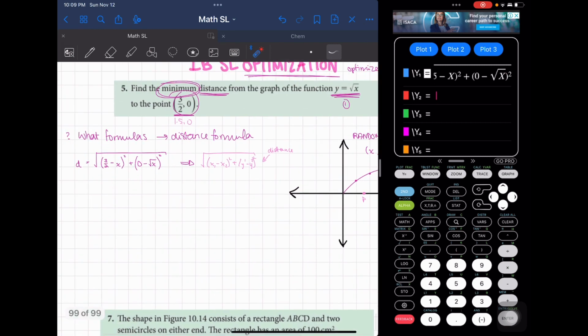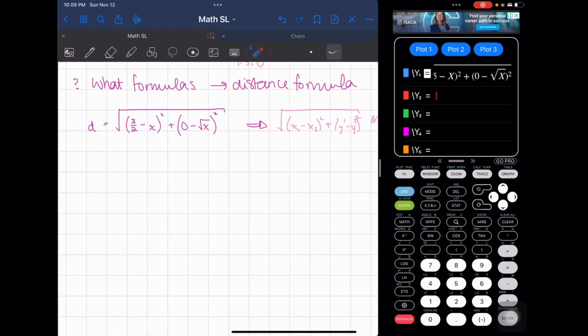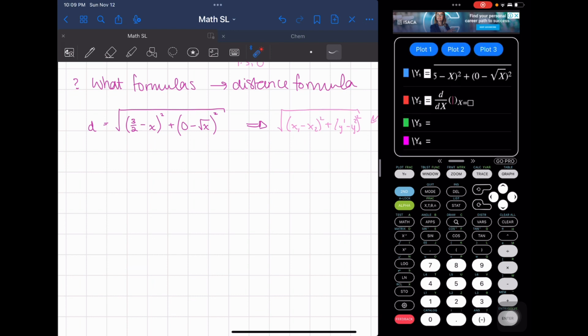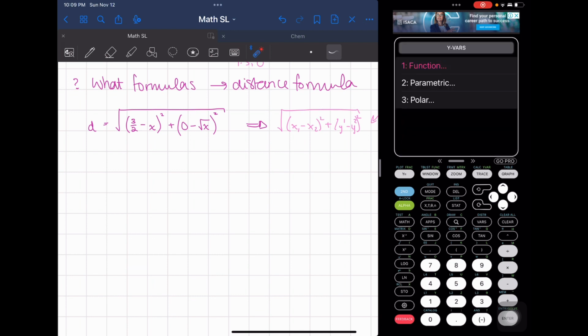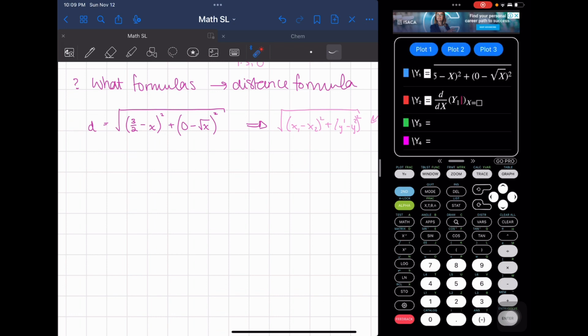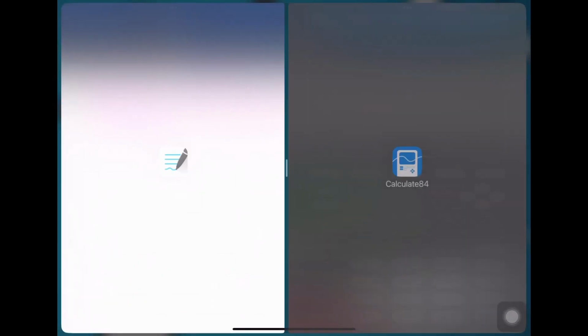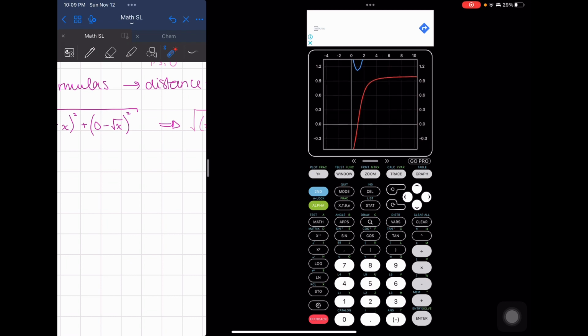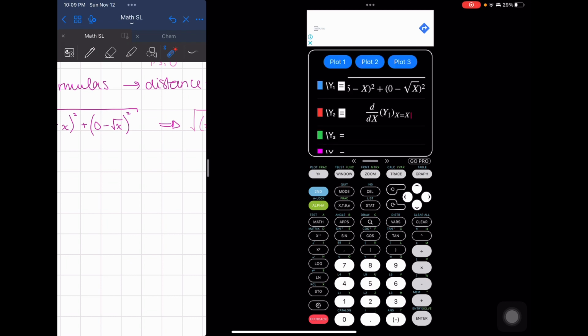So what we're going to do is we're going to graph it. And now we're going to graph the derivative as well. We have to do math. Math, we go derivative. We're going to go vars, y vars function, y1, x for all x, graph. Okay, so there's our function. Did I type that in right? Yeah, seems about right to me.